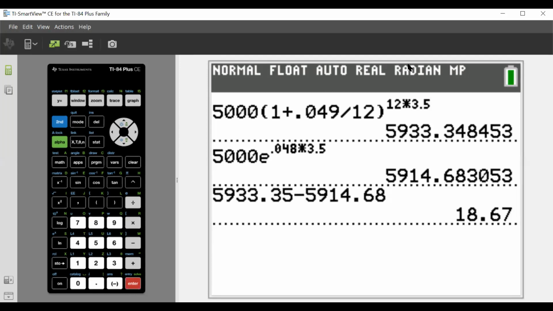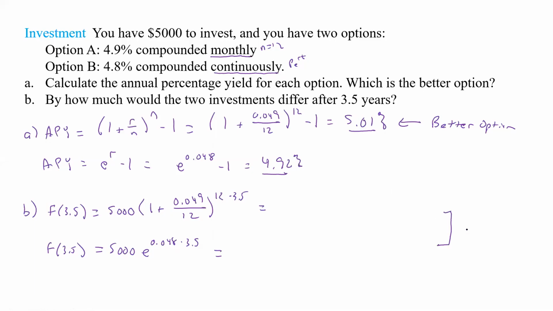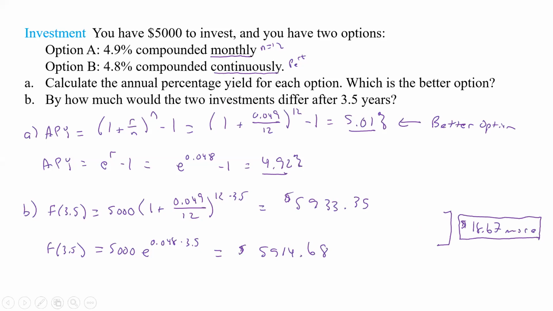All right, so the better, we know it was 18.67 more, and this one was 5,933.35, and this one was 5,914.68. Okay, and so then the difference was this. So that's how much more you would make on the compounding monthly at 4.9% versus 4.8% continuously.